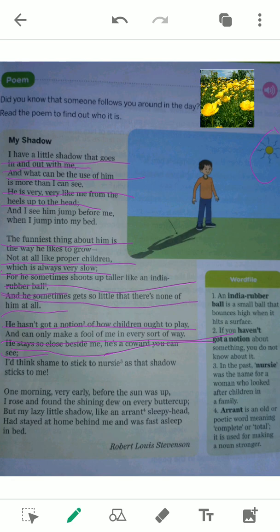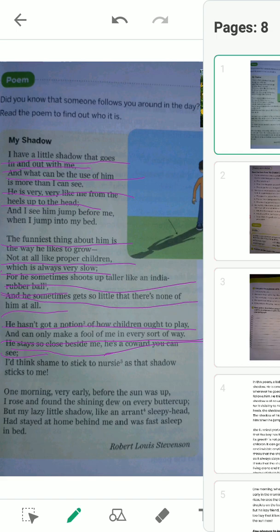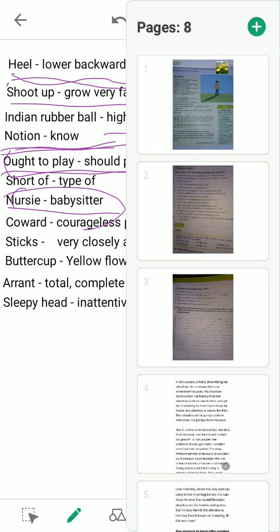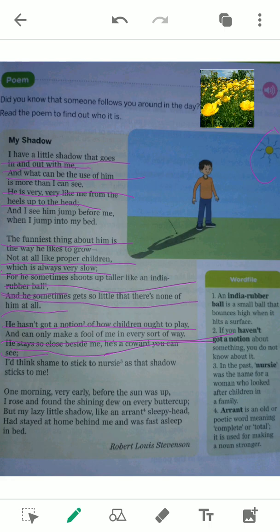He is comparing him to a nursery. Nursery means here a babysitter who takes care of little babies. Now, in the next line, he compares himself to a nursery and the shadow to a baby. "I would think shame to stick to a nursery." Shame means a very disgusting feeling. He thinks it's very disgusting to stick to a nursery. He thinks himself to be a nursery as the shadow sticks to me.